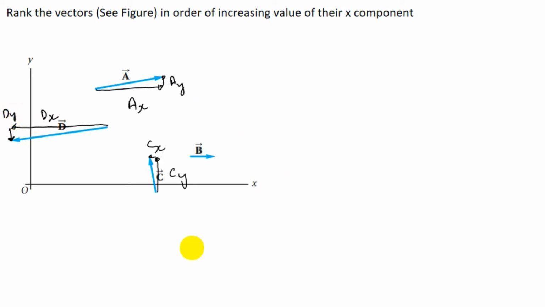Now by seeing all these vector components, we see that the length of Dx is maximum, but it is along the negative x direction, so this would be the least. So first it will come Dx, then after Dx this would be Cx, and after Cx this would be Bx, which is basically the B vector, and finally the maximum x component would be Ax. So this is the increasing order of the x component.